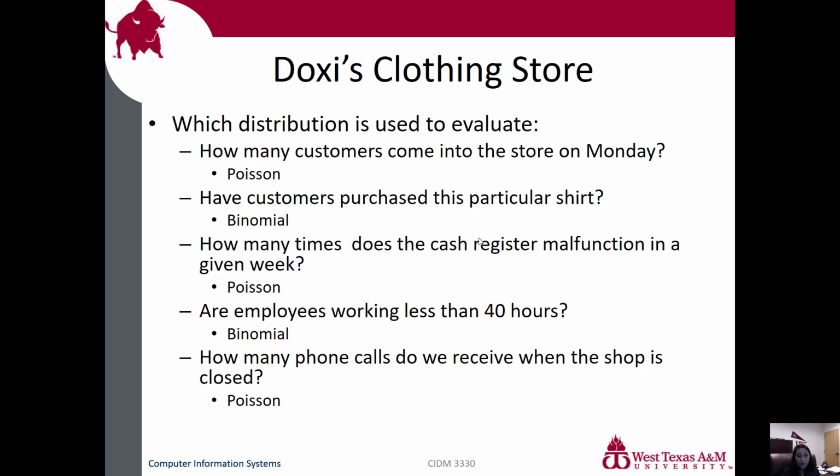How many times does the cash register malfunction in a given week? Here we have the area of opportunity of a week. And so we're going to use the Poisson distribution. If I were to randomly pick an employee, what's the probability that that employee is working less than 40 hours? This is a binomial distribution, right? Because they're either working less than 40 hours or they're not.